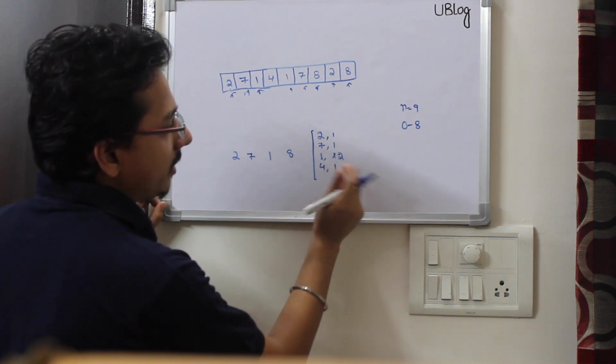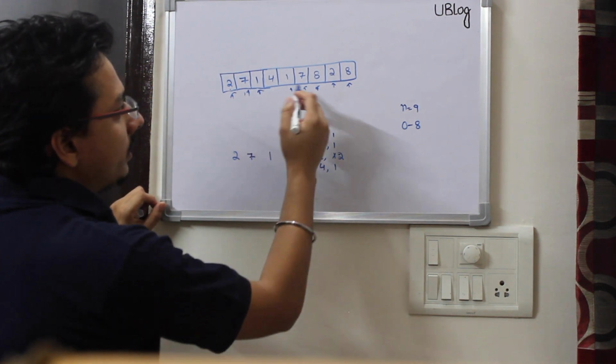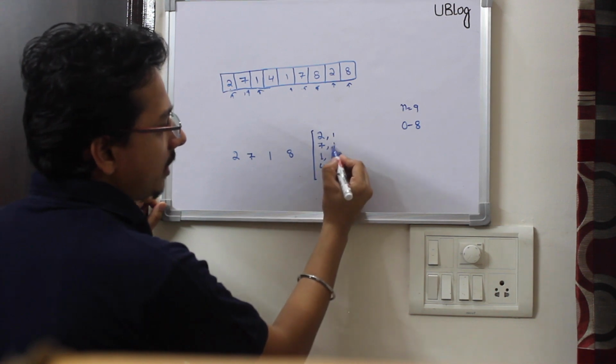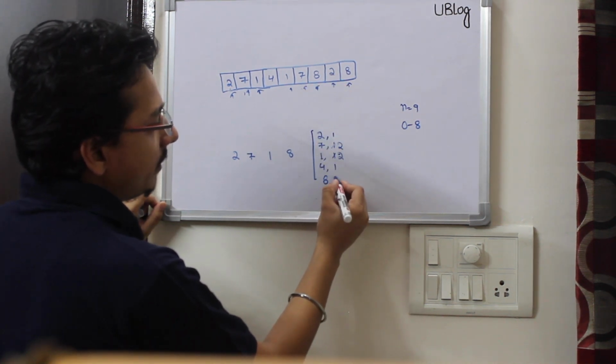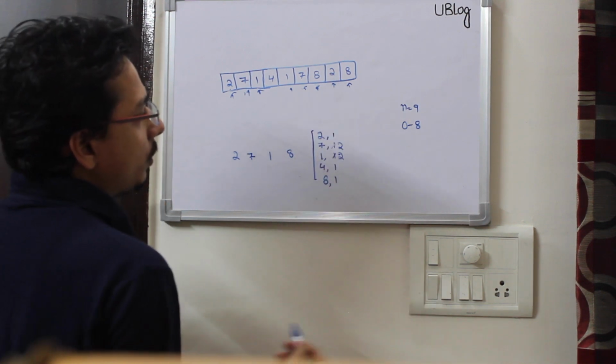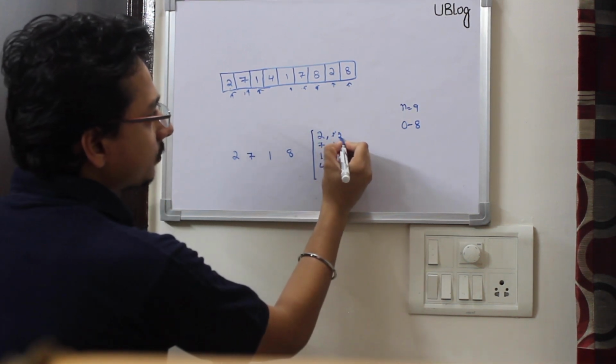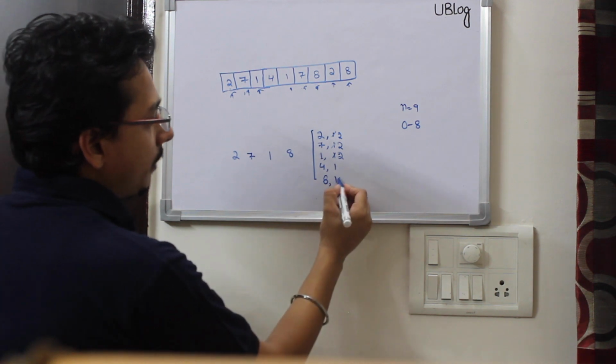So basically now my count of 1 is 2. Next I come to 7. 7 is also present, so I'll update the value. Next I come to 8. 8 is not present. I'll insert it with count 1. Now I come to 2. 2 is present, so I'll update the value. Now again I come to 8, so I'll update the value.